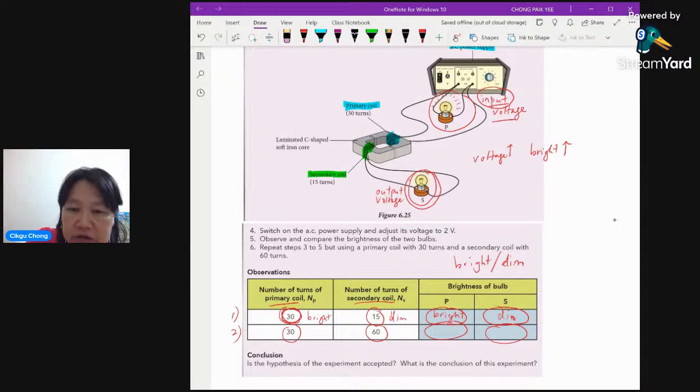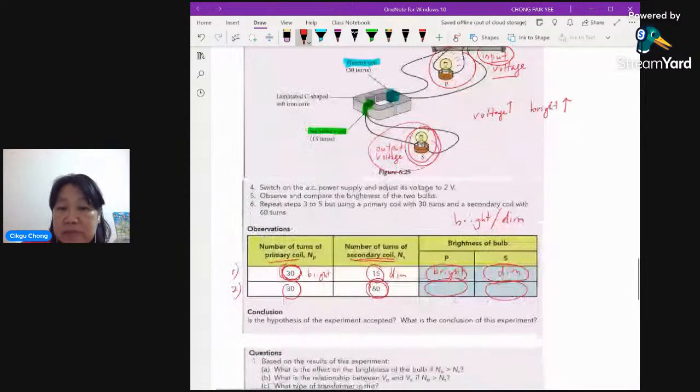Okay, now you change it the other way around. Now you maintain your primary coil. Primary coil, you don't change it, it's still 30. Now you only change your secondary coil. You increase it. Now your secondary coil looks like here is more. Your output voltage is 60 coils, meaning your output will be higher already. Then your 30 comparatively is a bit less.